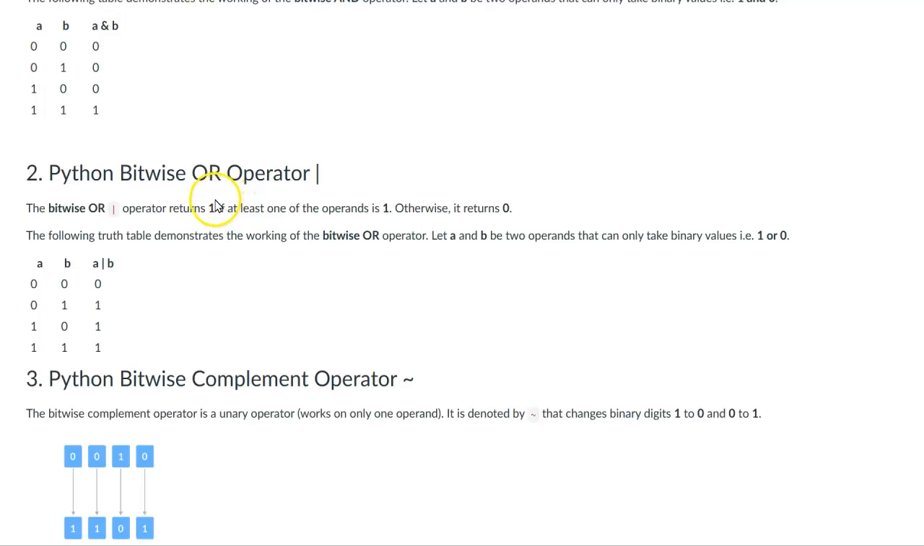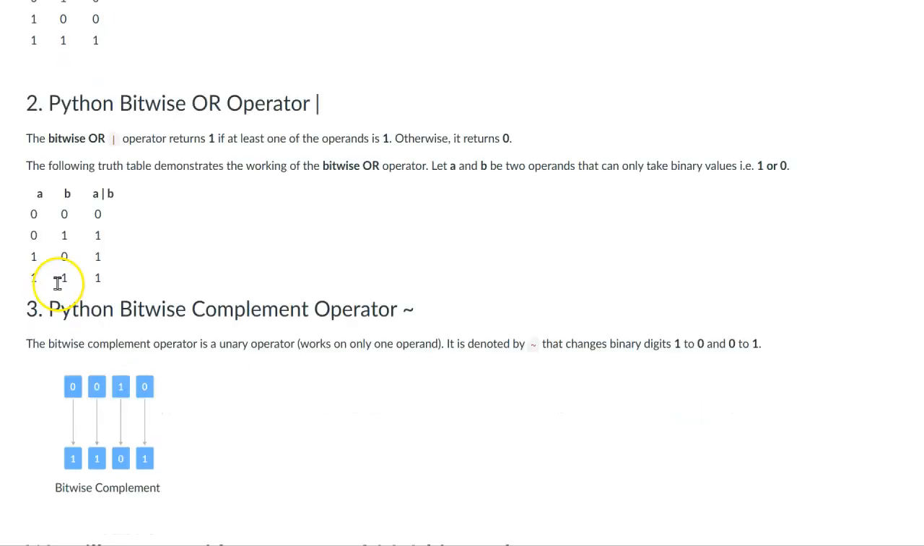Then the next one would be the bitwise OR operator. And here, that's the vertical bar, and here we get a 1 if either operand is 1, and the only way we can get a 0 is if both operands are 0.